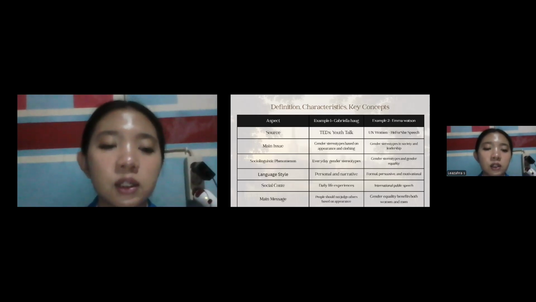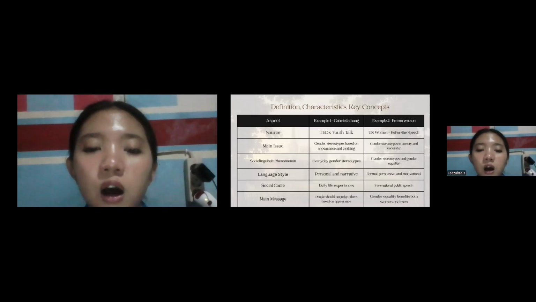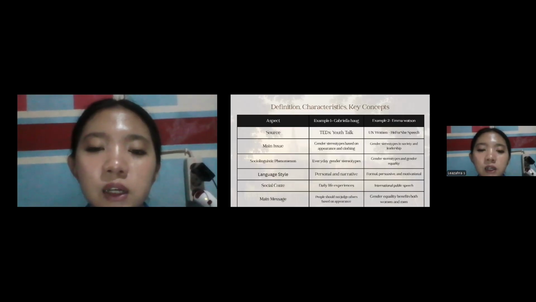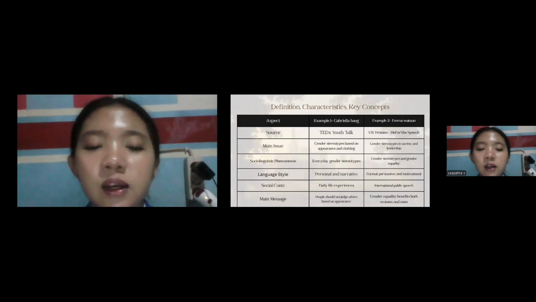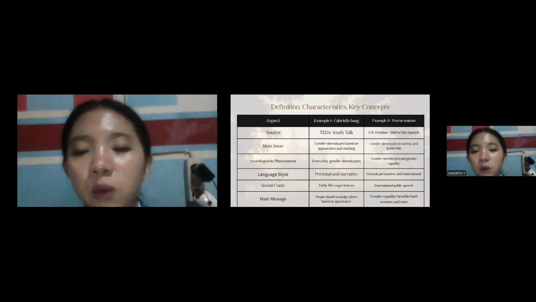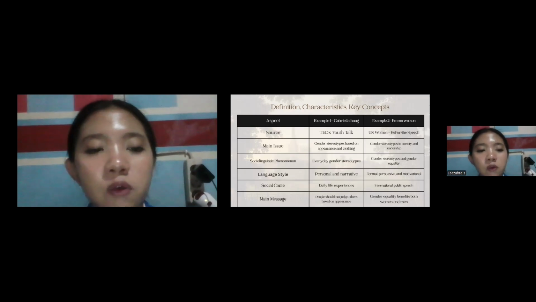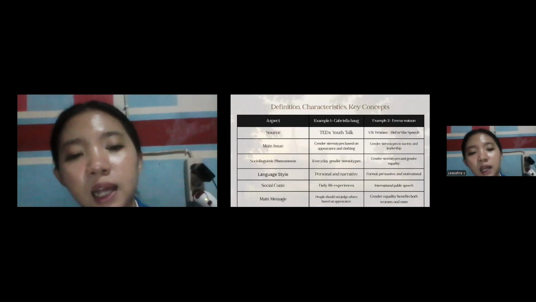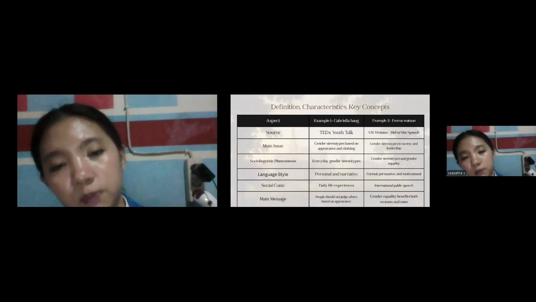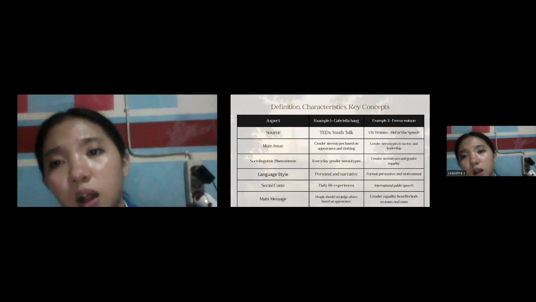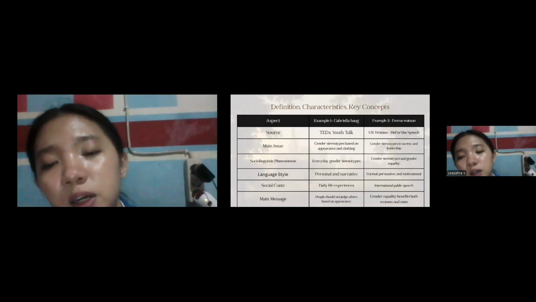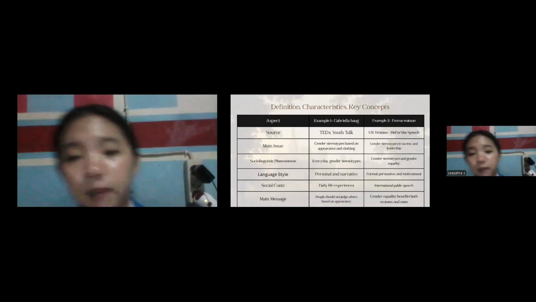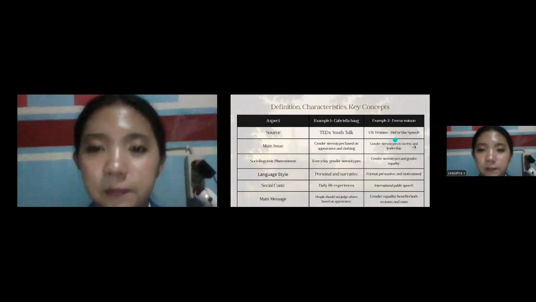For social context, Gabriela Hawk shares her daily life experience, while Emma's is an international public speech. For the main message, in example 1 Gabriela Hawk states that people should not judge others based on appearance, while in example 2 gender equality benefits both men and women.